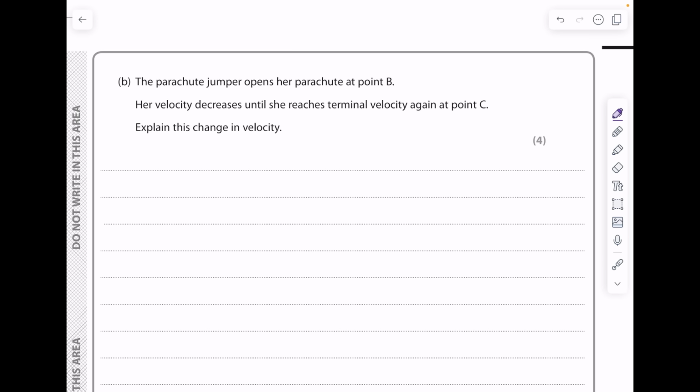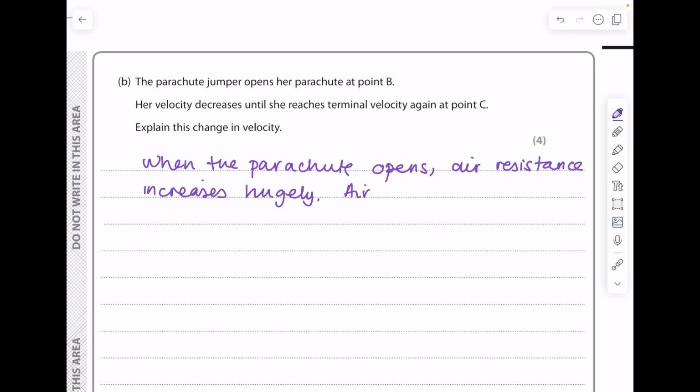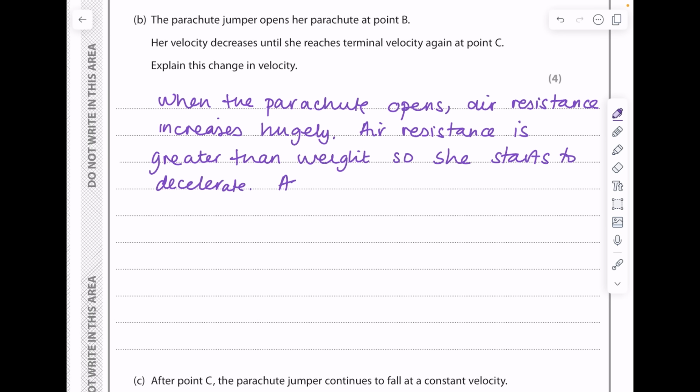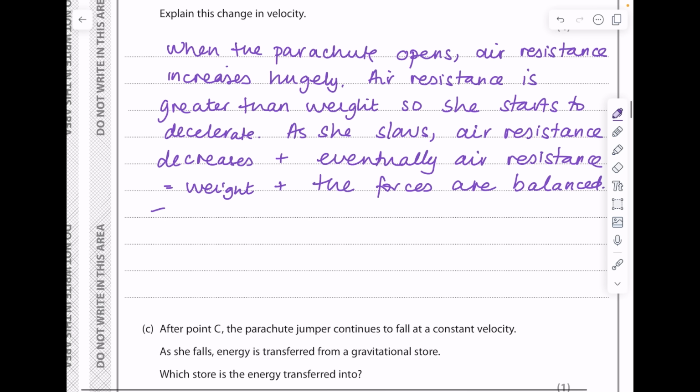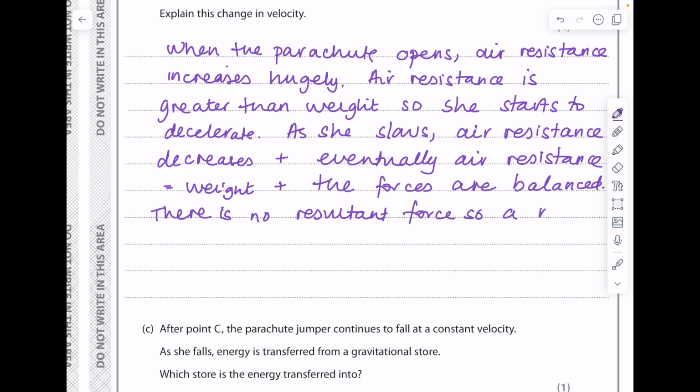You really do need to understand terminal velocity to be able to answer these questions. So when the parachute opens, air resistance increases hugely. Air resistance at this point is greater than weight. So she starts to decelerate. As she slows, air resistance decreases because, as I said, fewer air molecules will be colliding with her. And eventually, air resistance equals weight and the forces are balanced. There is no resultant force, so a new constant speed is achieved.